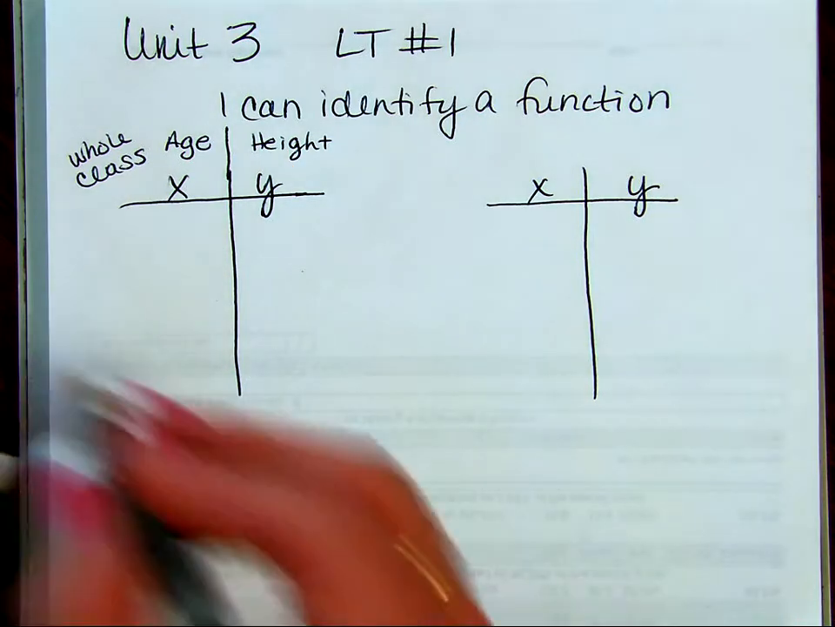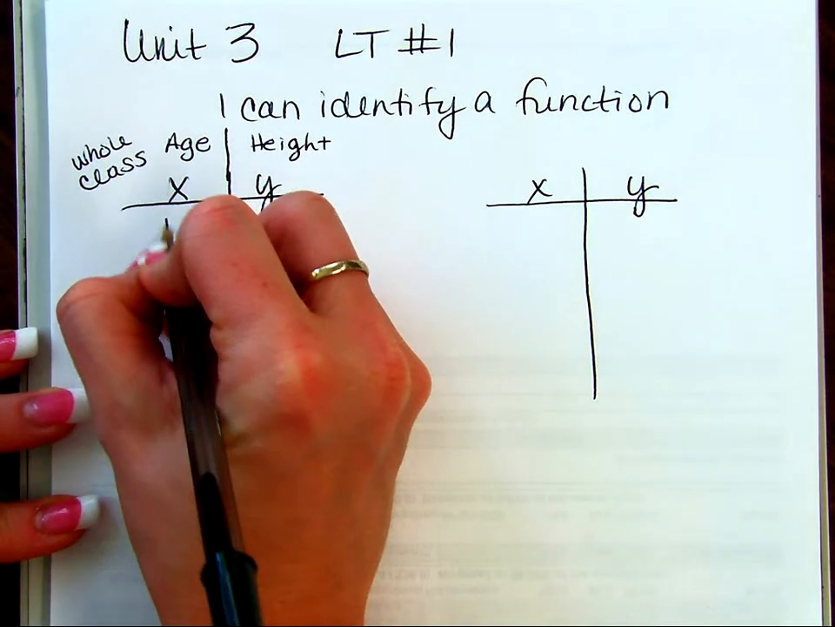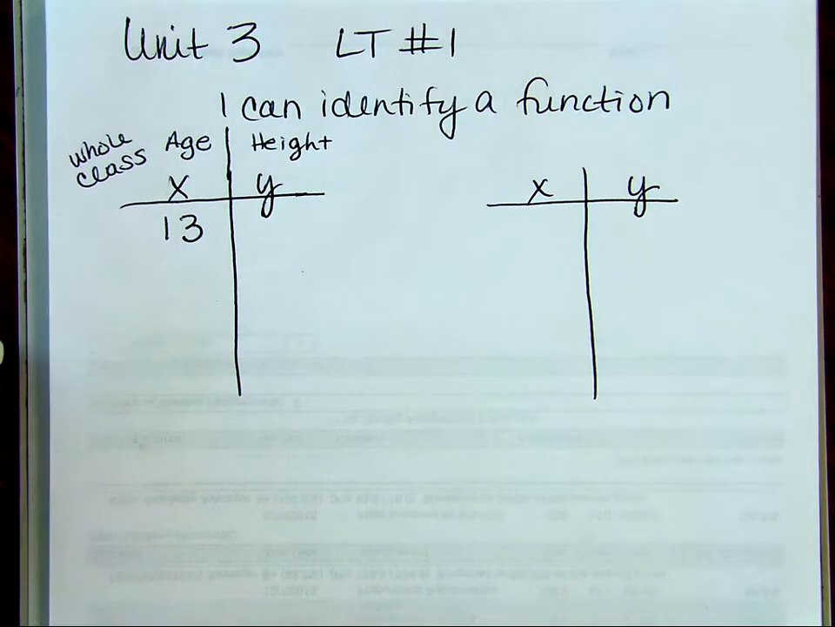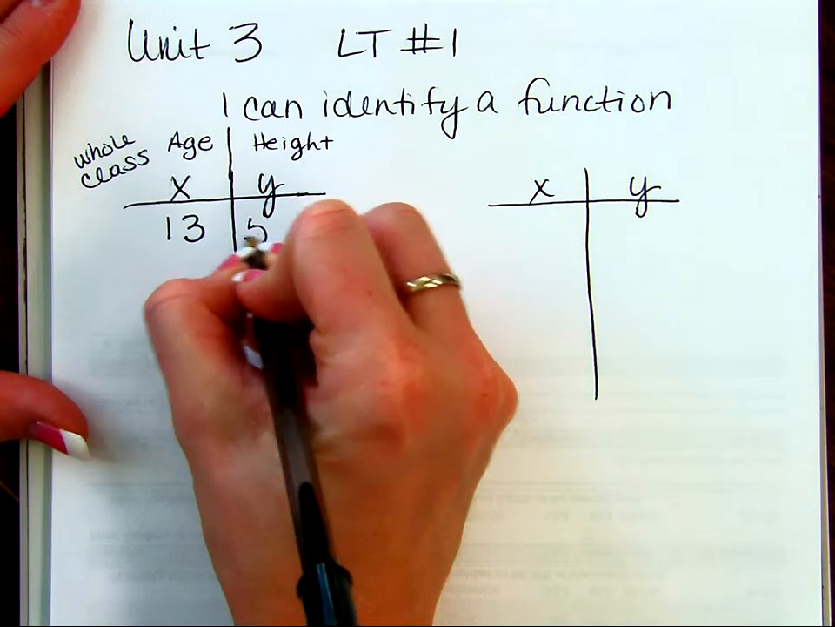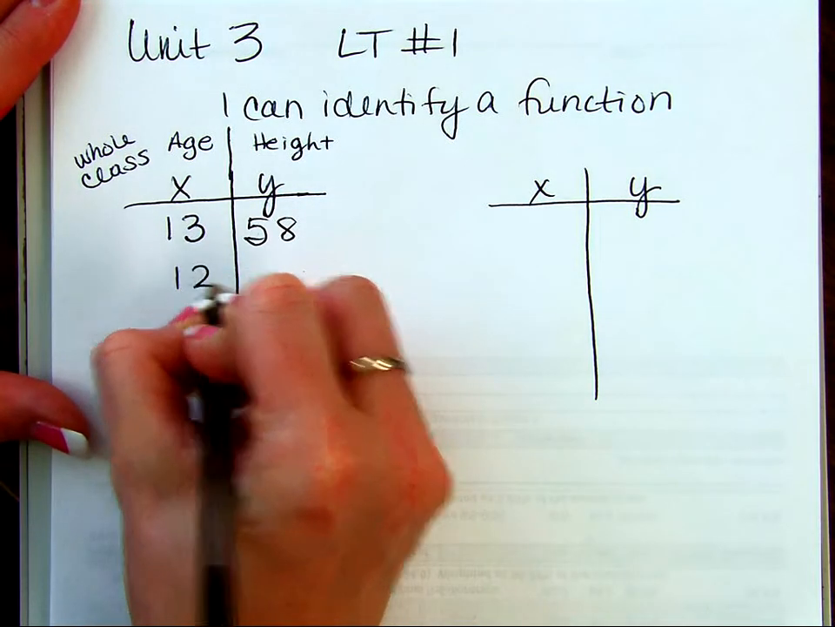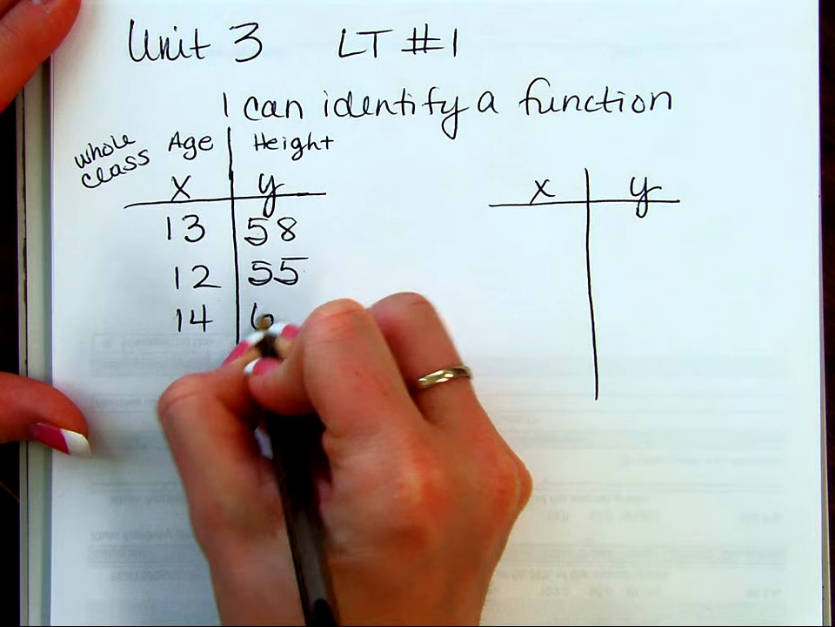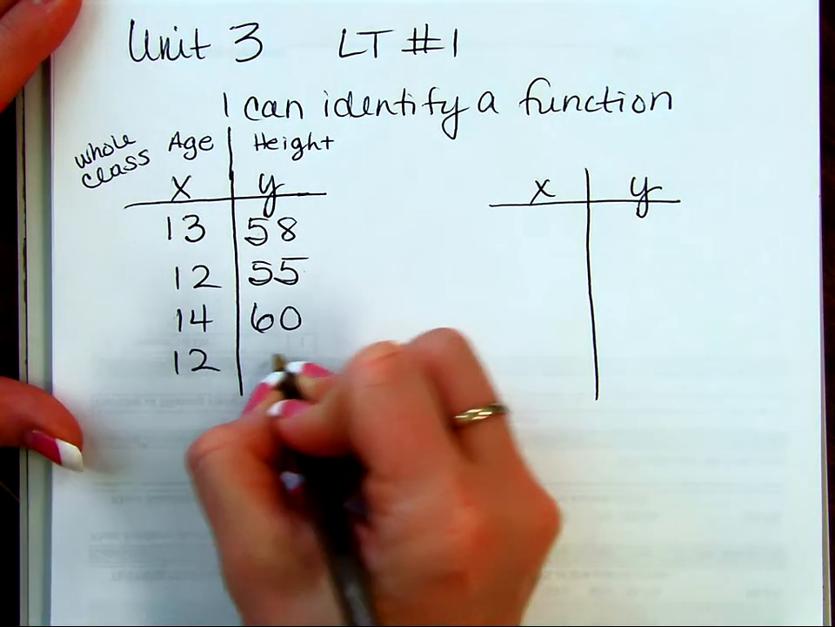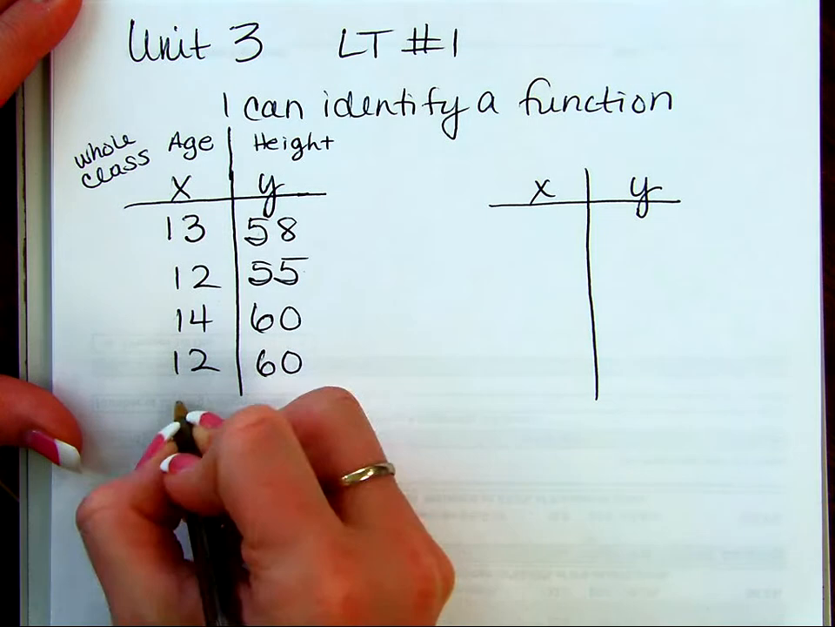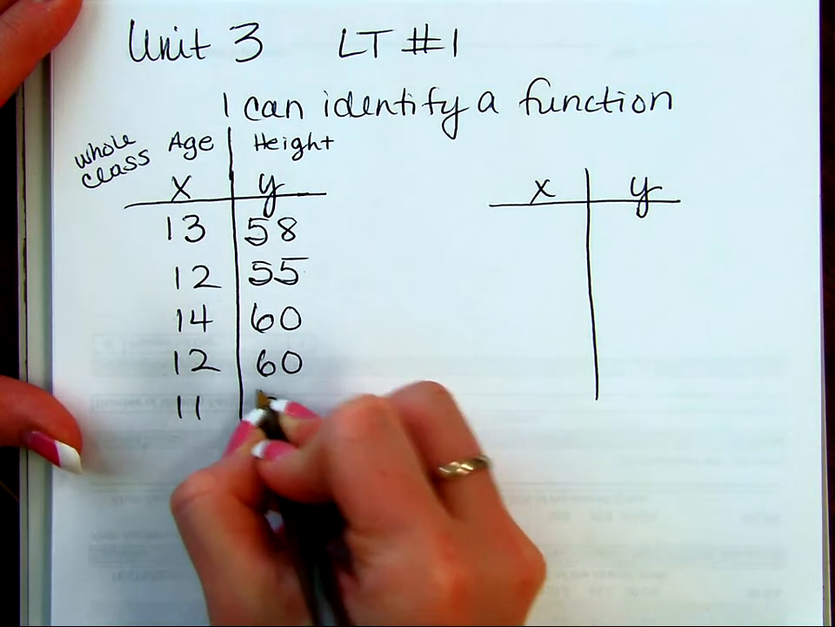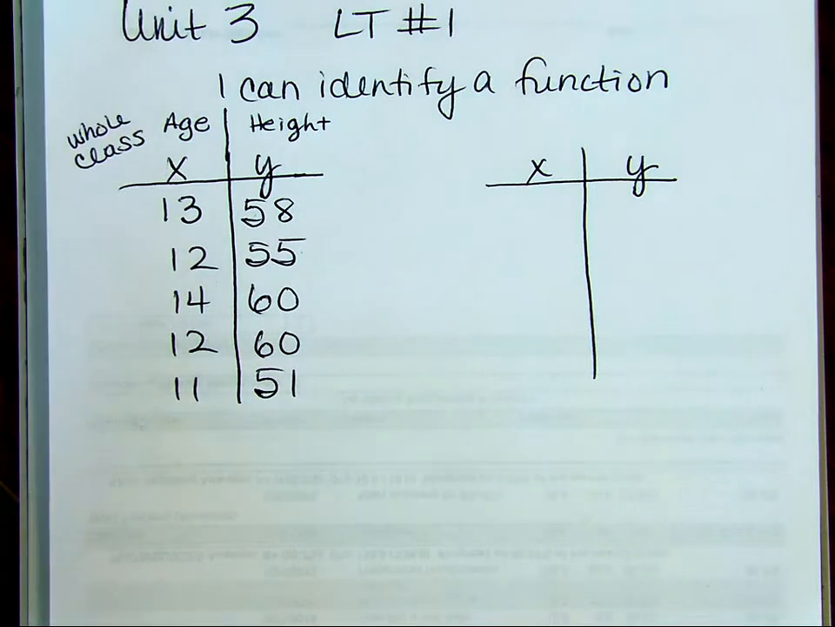So if I were to go up and down the aisles, which I won't, we're just going to create this. Let's say there's a 13-year-old, and I say, how old are you? Let's measure you. You're 58 inches tall. This kid's 12 and is 55 inches tall. This kid is 14 and is 60 inches tall. There's a 12-year-old who is also 60 inches tall. And then we got an 11-year-old who is 51 inches tall. Let's say that's the data I gathered when I went up and down the rows asking for information. And as I looked at this, I see a couple different things.